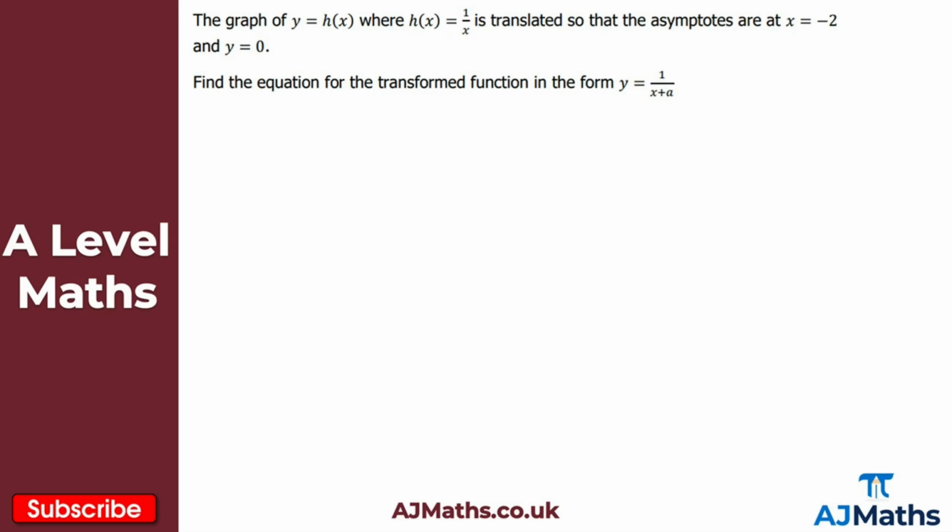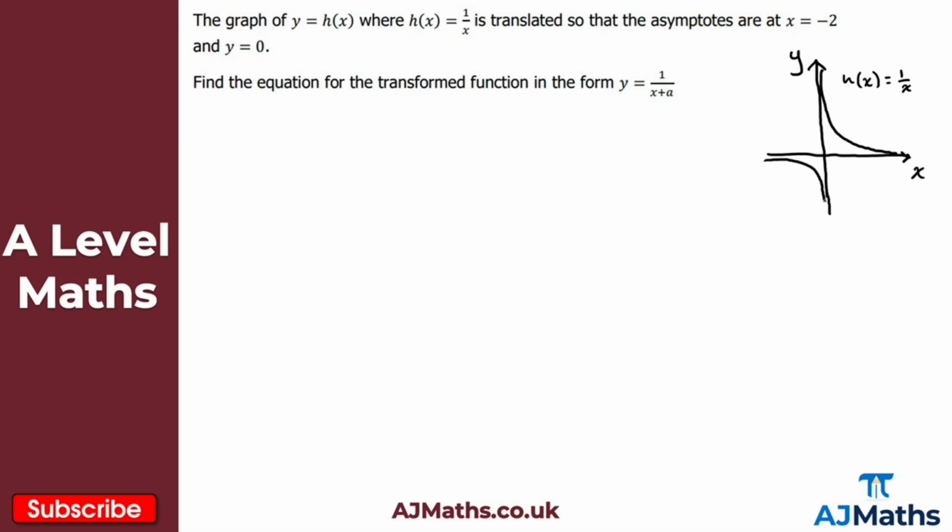So what I do here to begin with is just consider 1 over x. So if I sketch this, doesn't have to be perfect, we're going to get something that looks like this. Okay, that's our reciprocal graph. So that's h of x is equal to 1 over x. Okay, so it looks something like that.